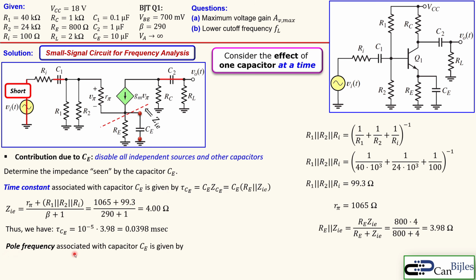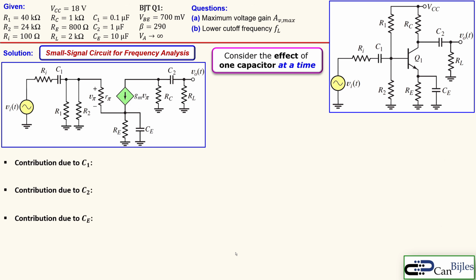So when we calculate now the pole frequency associated with this capacitor CE, again a similar form, 1 over that, and that will result in 25,119 radians per second. You see actually here now that we have the largest time constant, the smallest time constant and the largest pole frequency.